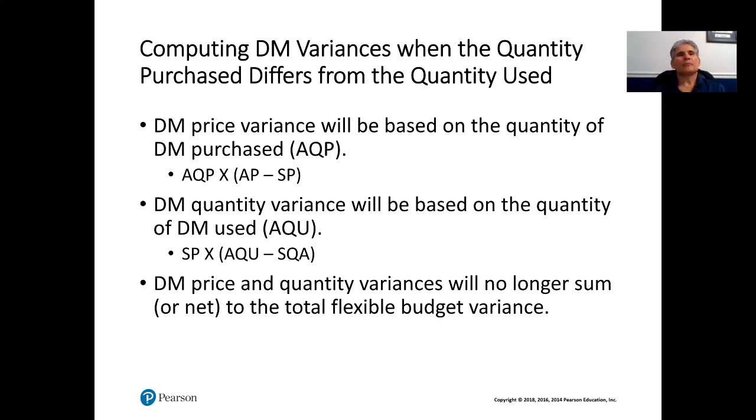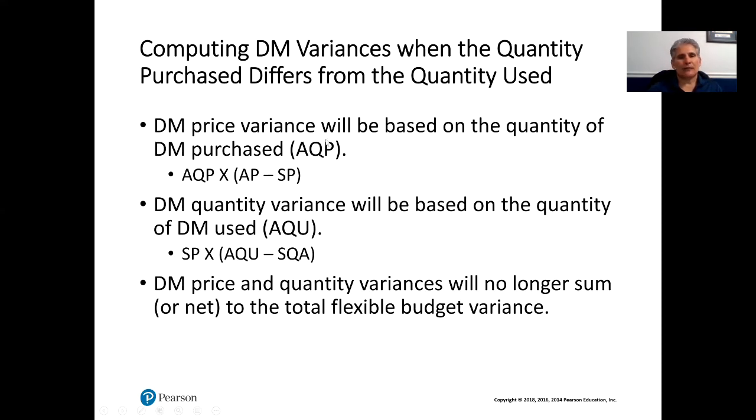In the previous example, our amount purchased was the same as the quantity used. That's not likely going to happen. You're going to have changes in inventory levels, because it would be pretty coincidental if what we purchased was exactly what we used. So what we have to really be prepared for is when that number differs. Let's take a look at what happens.